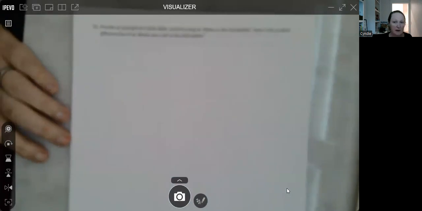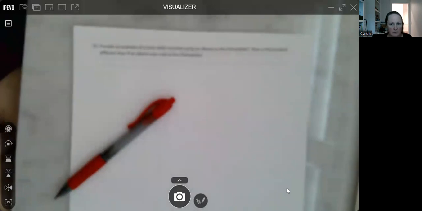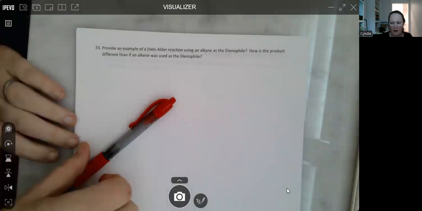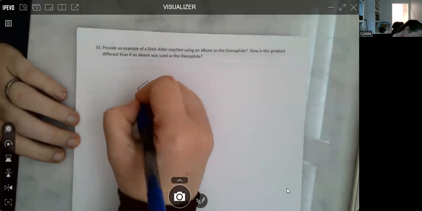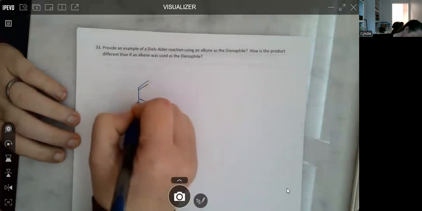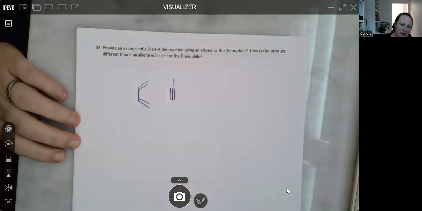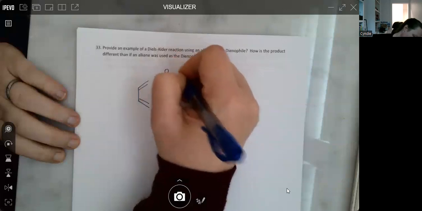Provide an example of a Diels-Alder reaction using an alkyne as the dienophile. How is the product different than if an alkene was used as the dienophile? Okay, so we can use an alkene, and then we can use an alkyne. So maybe we want to put an electron withdrawing group on there, so maybe we'll use an aldehyde.